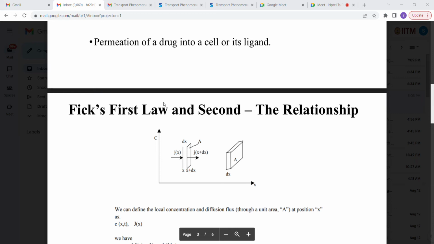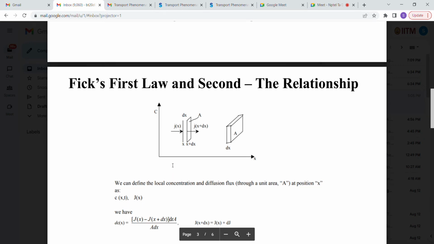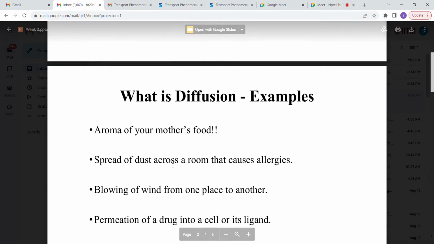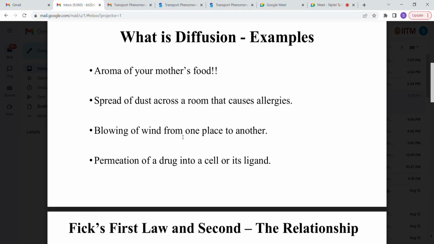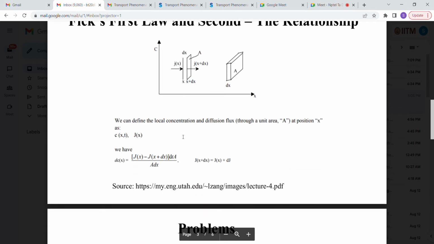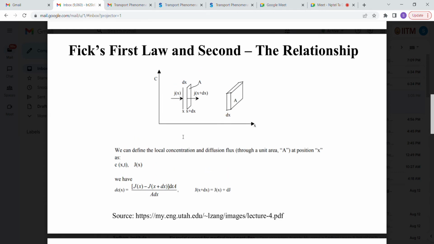I mean, let's start from the first. So we started from diffusion. Last time we started from what is diffusion, and we went through Fick's first law of diffusion and the second law of diffusion. First of all, I would like to apologize to you guys for the video not working. I don't know why it is doing that. I have absolutely no idea. It suddenly stopped, so I guess I have to just explain it to you guys again, so just bear with me. So what we saw in the last class was Fick's first law and the second law.